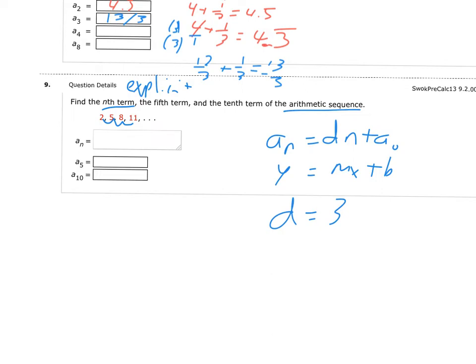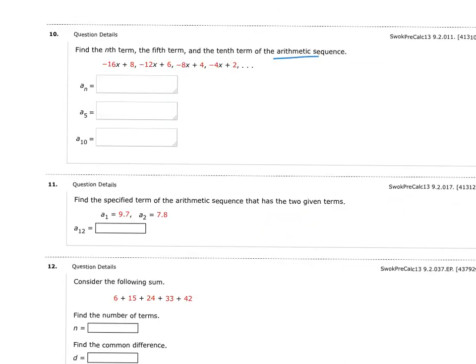And then a sub 0 is kind of the hypothetical term in front of the first term. And so if I track this pattern backwards, I'm actually subtracting 3. And so this one would be negative 1. So I'm going to say a sub 0 is negative 1, since a sub 1 is that first term, a sub 0 is in front of it. So my formula then will be 3n minus 1. And then for a sub 5 and a sub 10, I can just plug in 5 or 10 for n and get my answer.